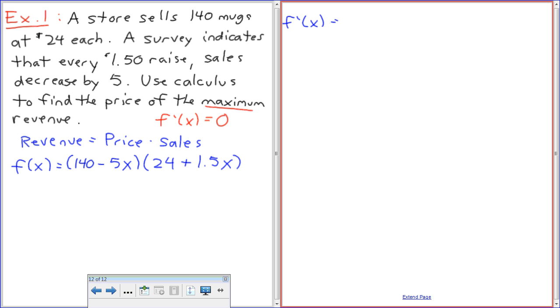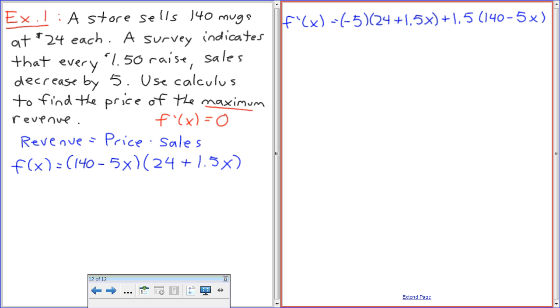What's the derivative of 140 minus 5x? Negative 5, yeah. And you're off the hook again. What's the derivative of 24 plus 1.5x? 1.5. See how much nicer this is than completing the square?